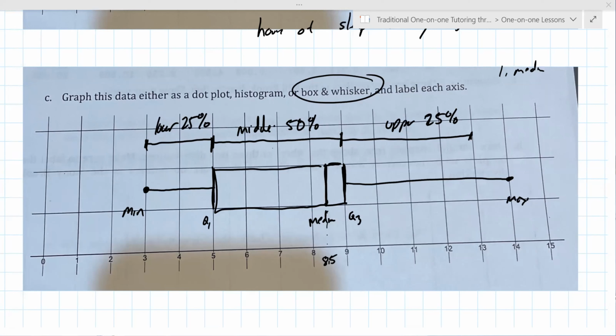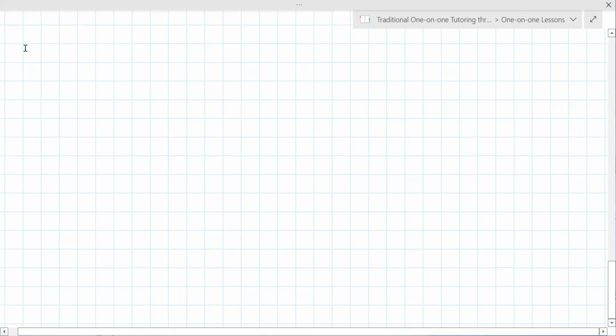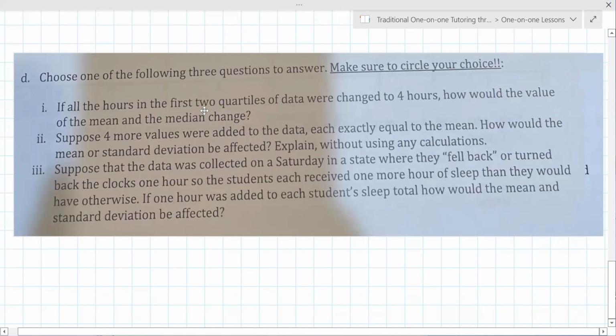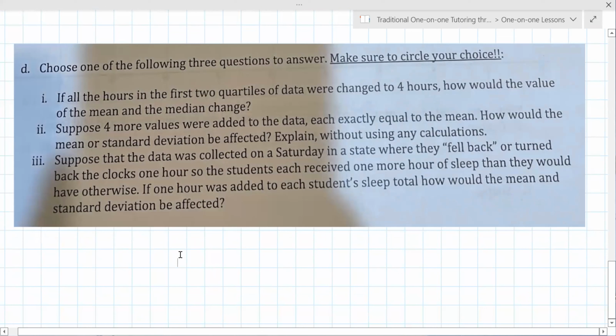Make sure to circle your choice. Okay. Do your teachers ever talk about a flipped classroom? I don't think so. Okay. This is like a flipped classroom question. All right, choose one of the following 3 questions to answer. Did you choose one, or is this just going back to figure it out? I haven't chosen one. Okay.